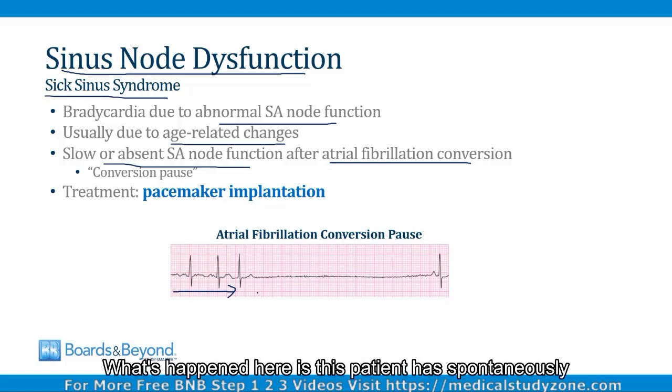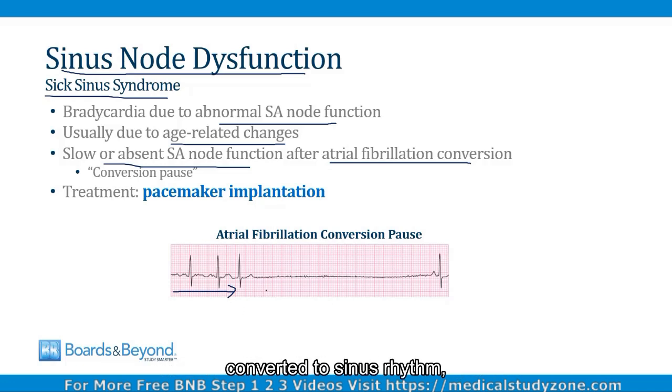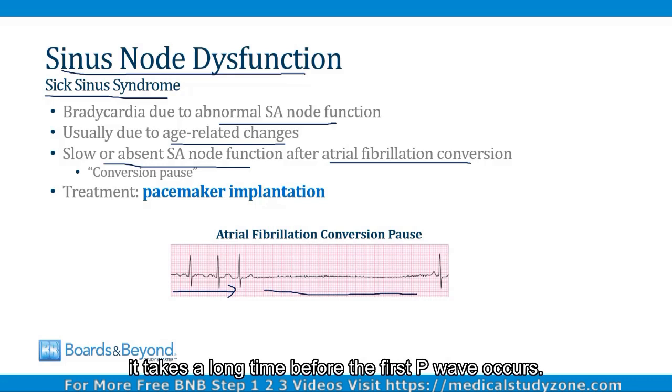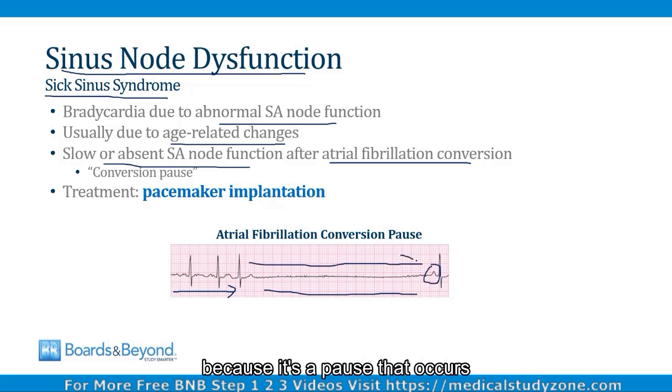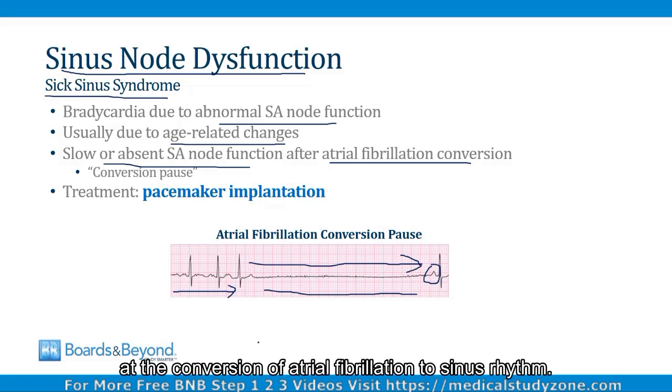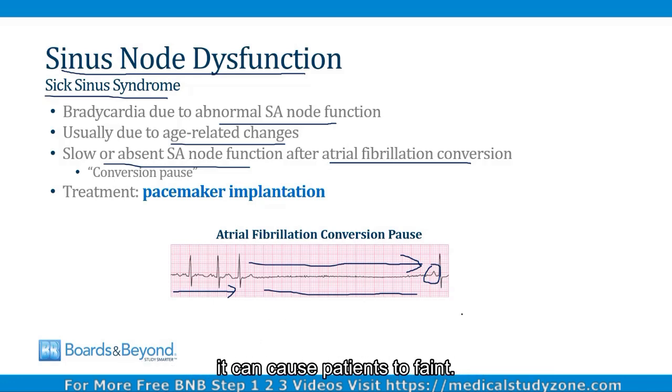What's happened here is this patient has spontaneously converted to sinus rhythm, but because their sinus node is sick, it takes a long time before the first P wave occurs. This is called a conversion pause because it's a pause that occurs at the conversion of atrial fibrillation to sinus rhythm. And if this pause is long enough, it can cause patients to faint.